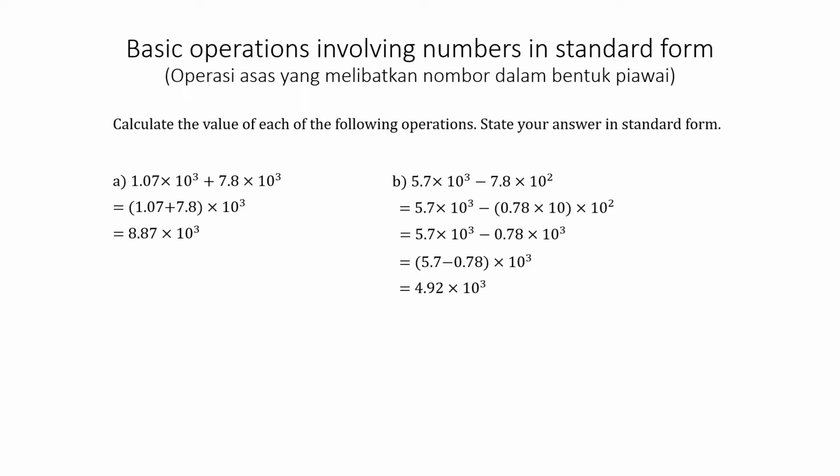So for addition and subtraction of numbers in standard form, you can first convert the index if they are different index. So you can factorize it. So like this. When the index is the same, then you can factorize it. And following that, you can do an addition or subtraction to get the answer.